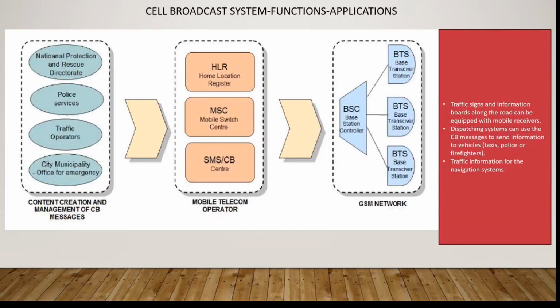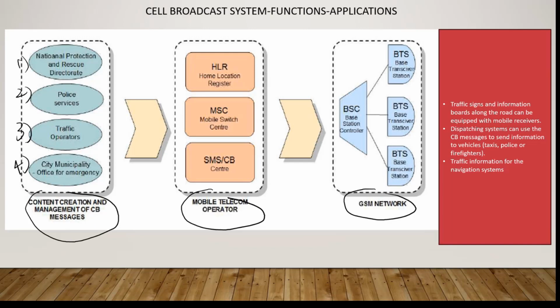The function and application we divided into three different categories. The first part is content creation and management, then we have different mobile telecom servers, and then we have the GSM network. So the system identifies that we will only provide the users information regarding four things. The first is how we can protect and rescue, then how to call the police, then traffic operations related, and the last one regarding how to report to the office. So those are the different kinds of information.